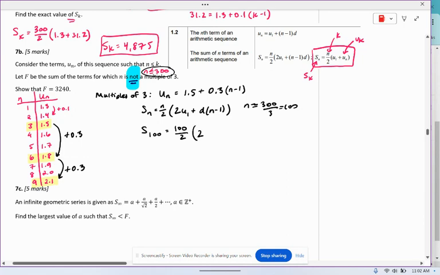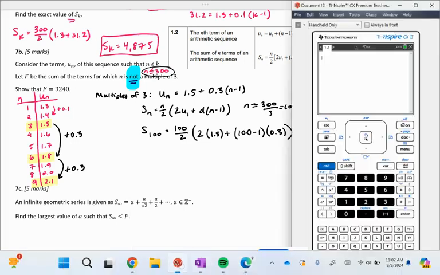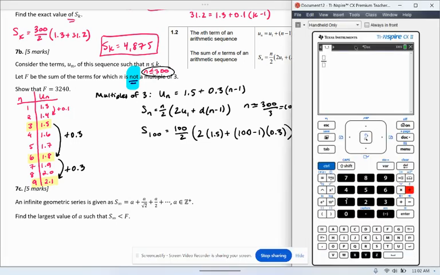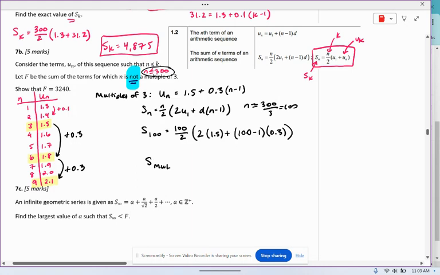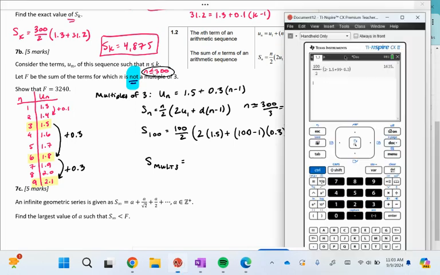And then the first term of the new sequence is going to be 1.5. And then my n is 100 minus 1 times the common difference of 0.3. Okay, so I would type that into my calculator. Great. So I got 100 divided by 2 times 2 times 1.5 plus, and then this is just going to be 99 times 0.3. All right, I got 1635. So the sum of all the multiples of 3 is going to be 1635.